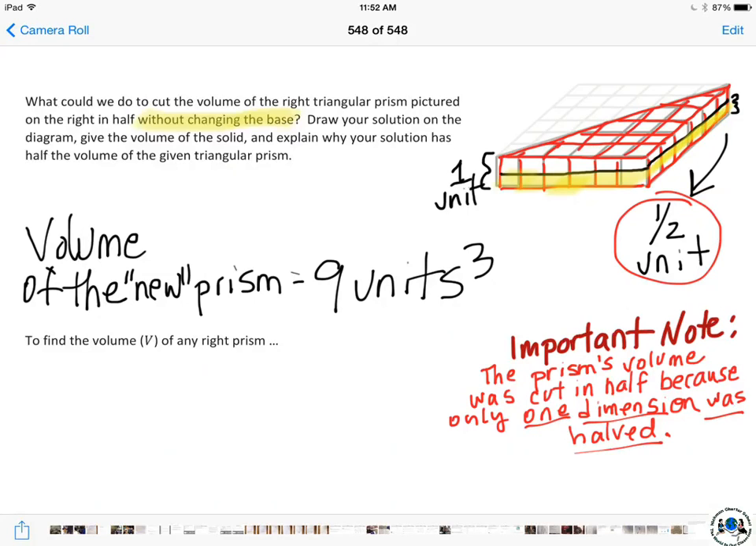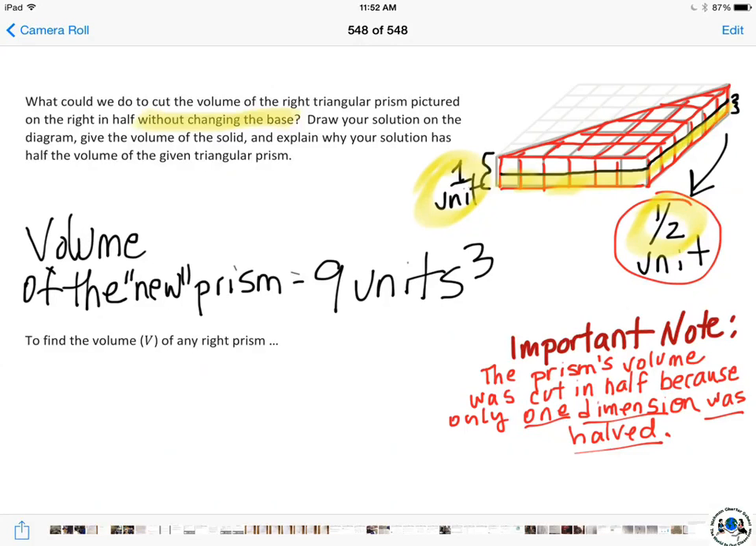So we've only cut its height in half, and that was 1 unit. Now we're down to half a unit. And again, I don't want to confuse you here, but in the future, if you're going to do scale, and you were going to cut all these dimensions in half, for example, instead of a 1 by 6 by 6, it was a half by 3 by 3, you would need to cut that original volume in half by half by half. So it would go from 18 to 9 to 4.5 to 2.25.